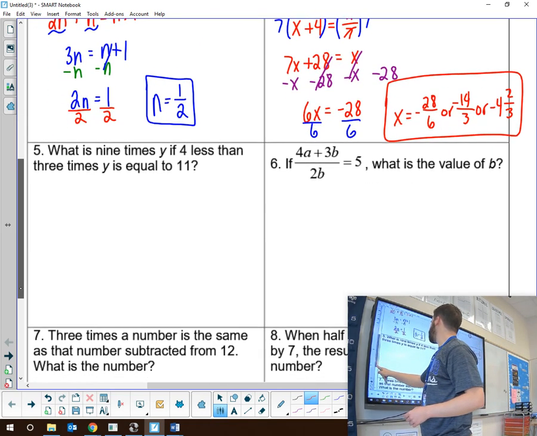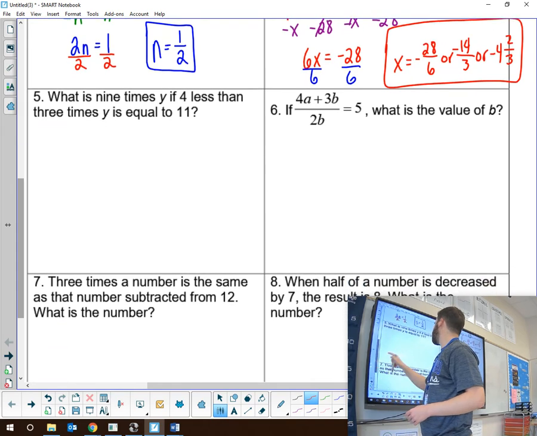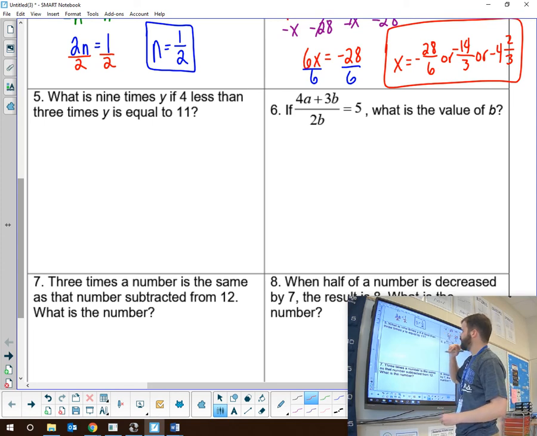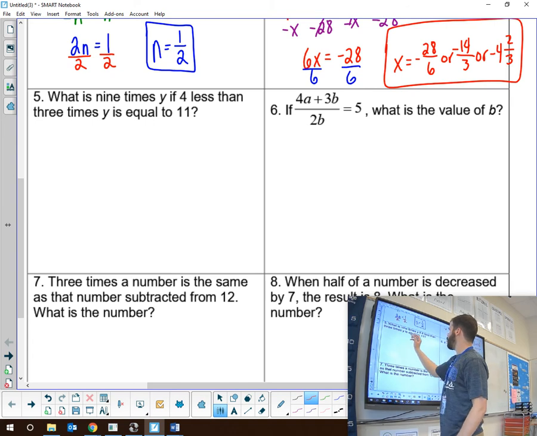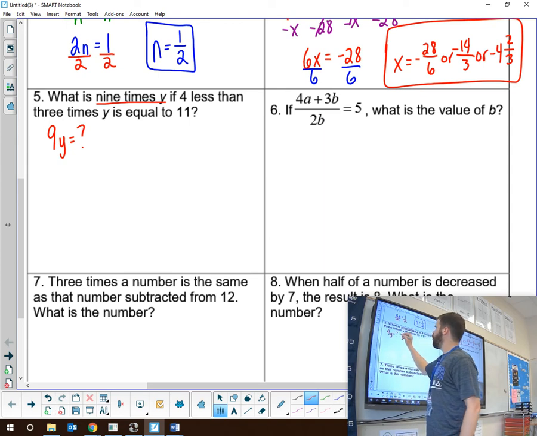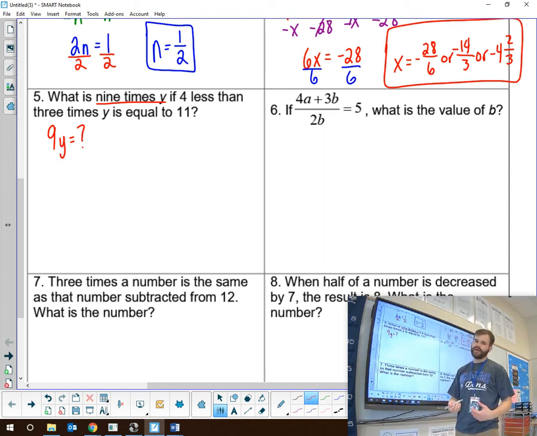Number 5 is, what is 9 times y if 4 less than 3 times y is equal to 11? So this one's kind of tricky just because it starts off with this. What is 9 times y? Well, we could just put a full stop right here. What is 9 times y? That's what we're looking for. That's what it's asking us. It's asking, what is 9 times y equal to?